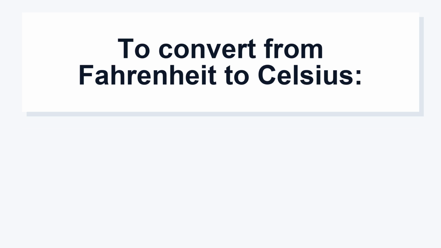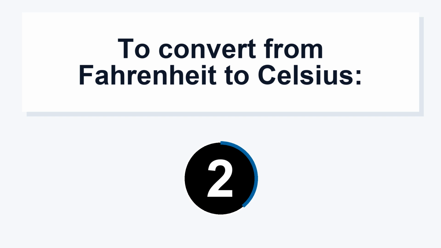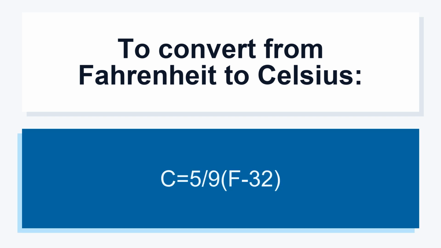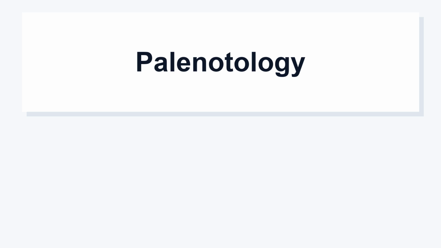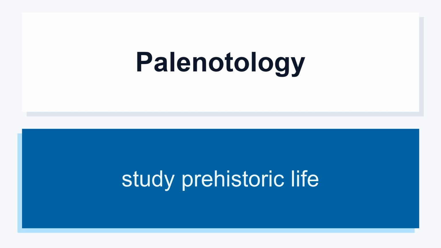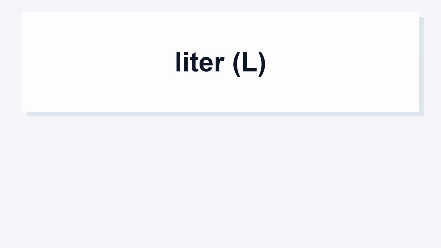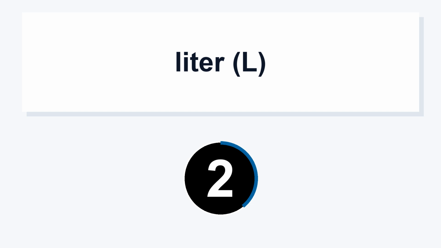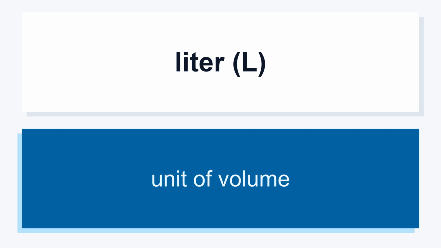To convert from Fahrenheit to Celsius: C = 5/9 (F - 32). Paleontology: study of prehistoric life. Liter, L: unit of volume.